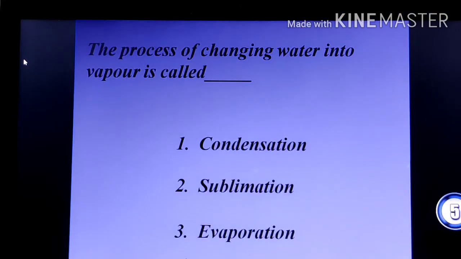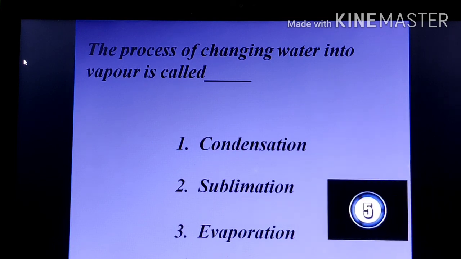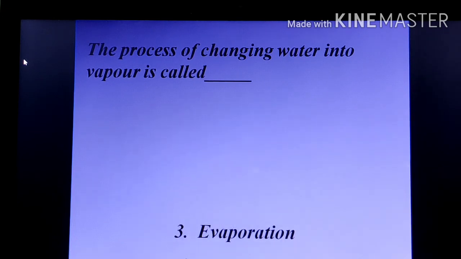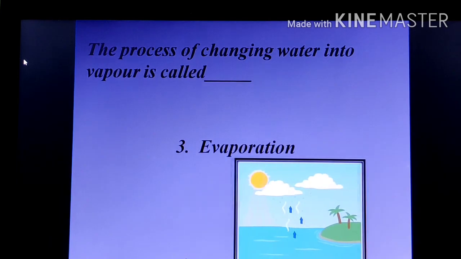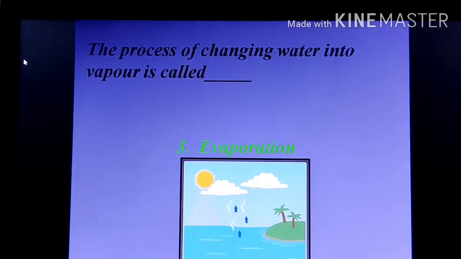Next question: the process of changing water into vapor is called. The options are: option number 1, condensation, option number 2, sublimation, option number 3, evaporation. Your time starts now. Your answer is evaporation. The process of changing water into vapor is called evaporation, and the process of changing vapor into water is condensation.